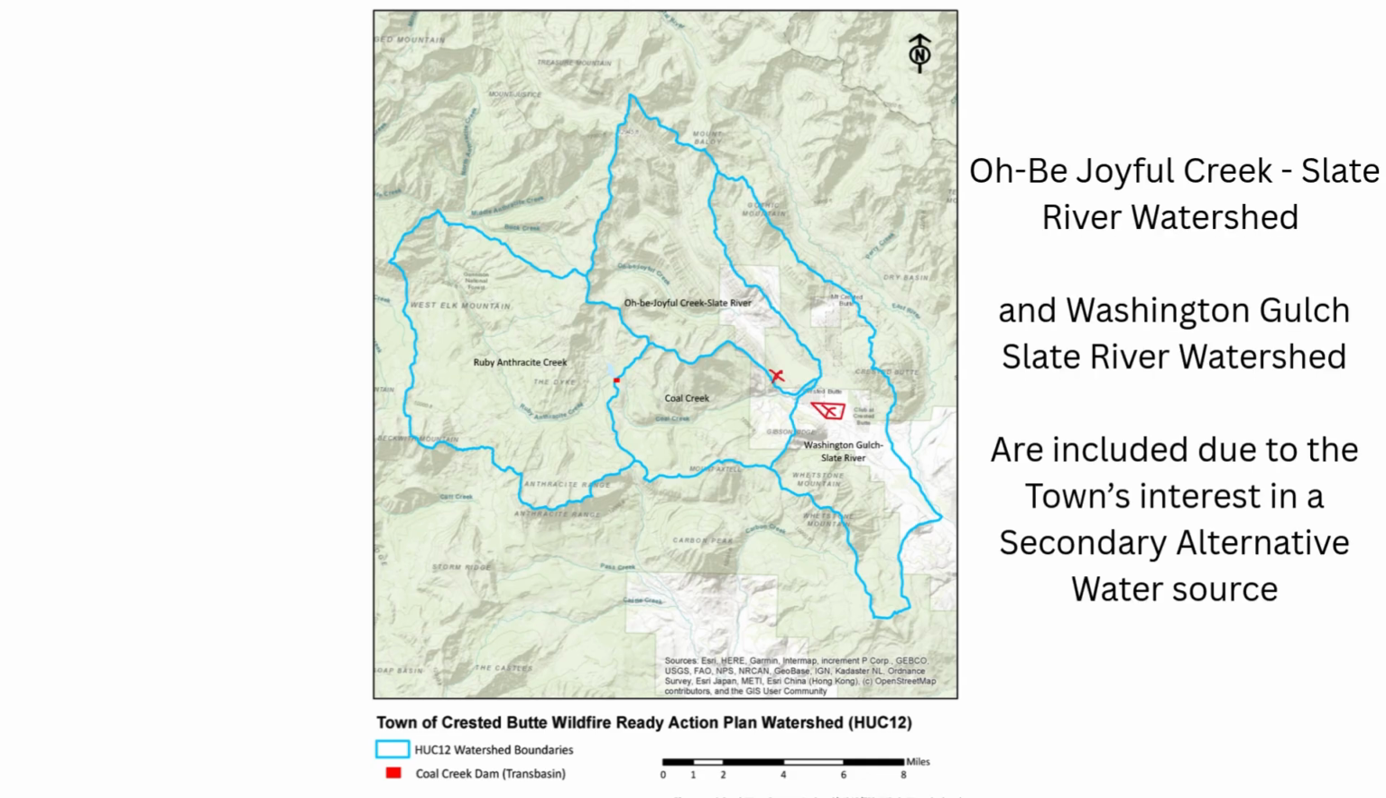The reason why we're also interested in this watershed is because we are looking at secondary water sources. We were looking here on the Slate River and over here in Town Ranch. And how we're able to look at Town Ranch is because it's close to the Slate River, but we're actually going to be looking at a well in that area. And we'll be doing those exploratory wells this fall.